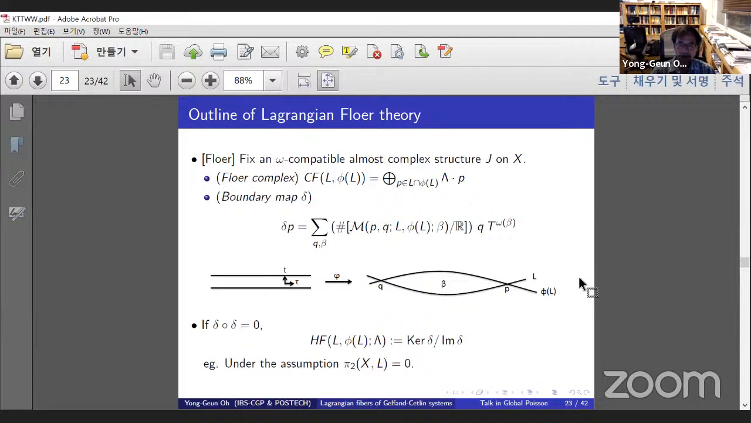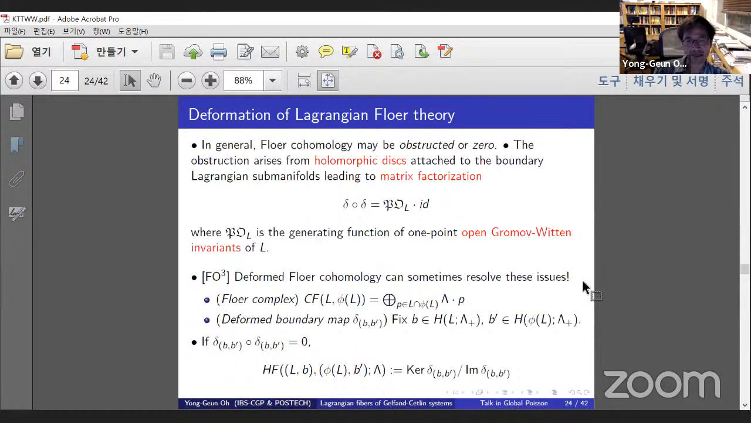One important fact of a holomorphic map is that it always has a positive symplectic area. On the other hand, the symplectic area is also a homological, topological invariant. So if relative pi2 vanishes, any holomorphic disk with a boundary lying on L must have zero symplectic area. So that's why in that case, delta square is always 0. However, if this relative pi2 condition is not satisfied, delta square may not be 0 in general.